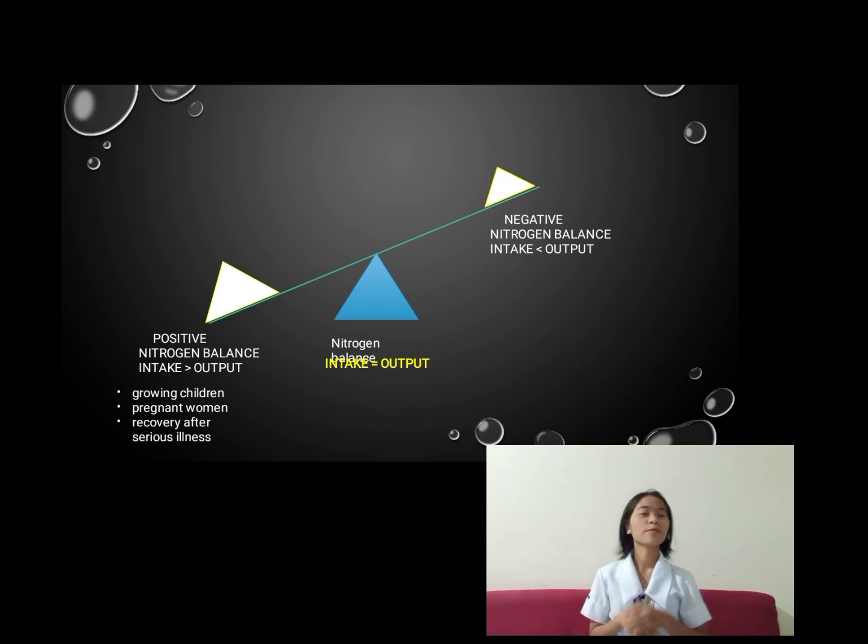So there is another condition. It is called the positive nitrogen balance when intake of protein is more than the output of protein, and it is seen in growing children, pregnant women, and during recovery after a serious illness, while the negative nitrogen balance is when intake is less than the output, and it is seen in kwashiorkor or marasmus.